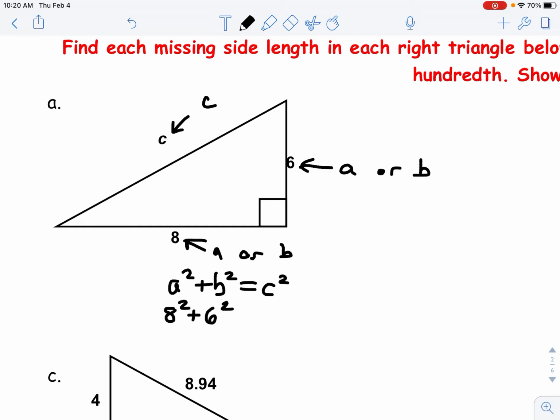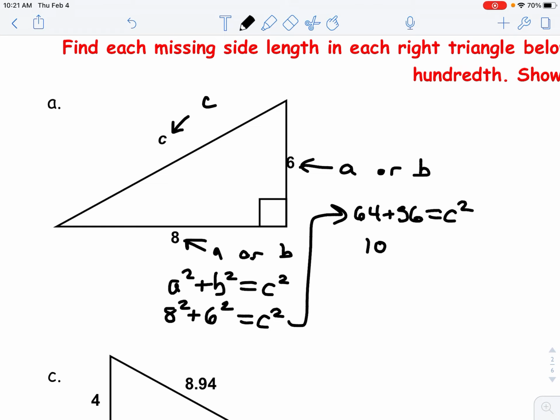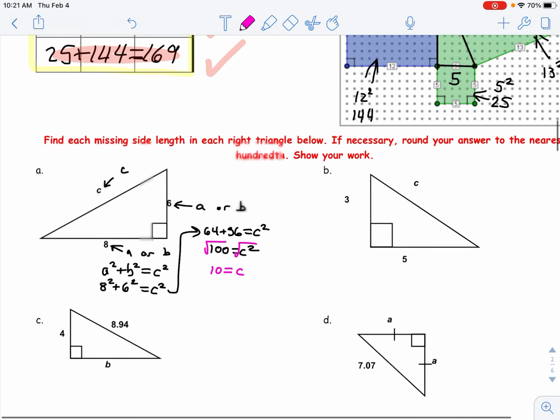all right? 8 squared plus 6 squared equals C squared. 8 squared, 64. 6 squared, 36 equals C squared. Again, keeping your work organized, being very tedious, making sure you're doing the things the correct way. And then C equals a very famous number called 10. Cool. That's it for that.